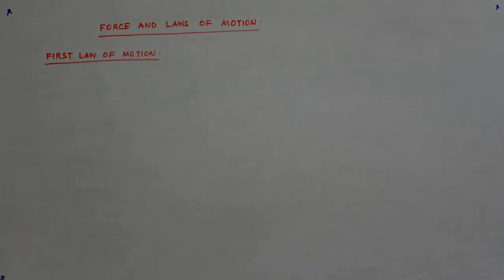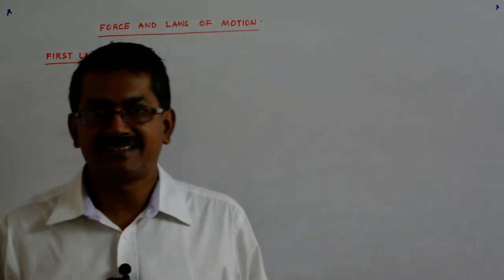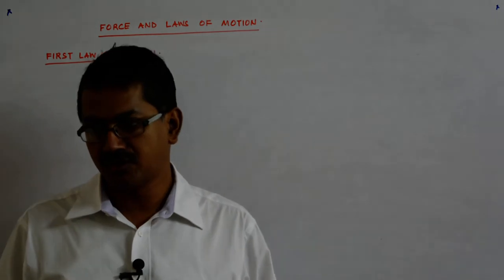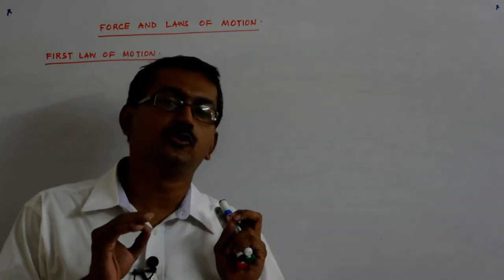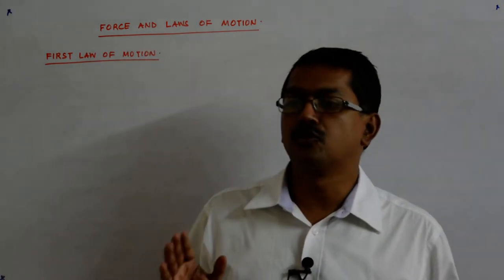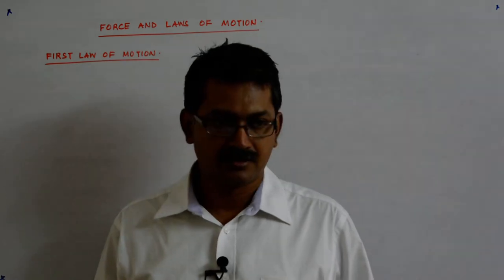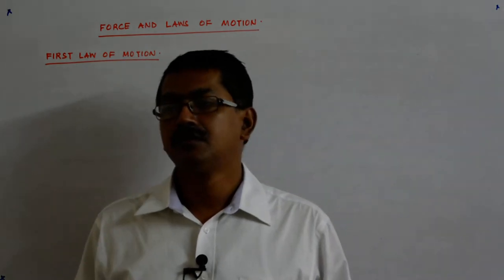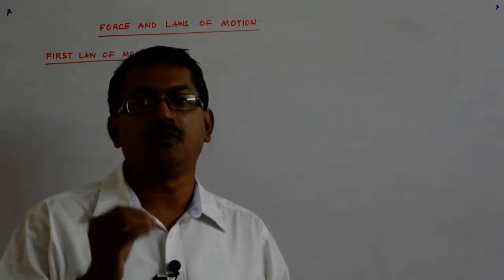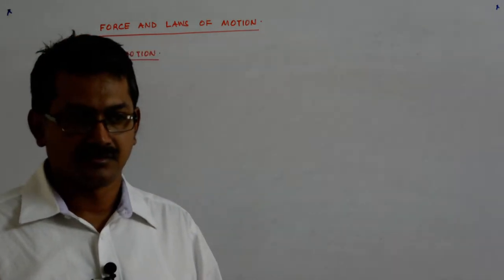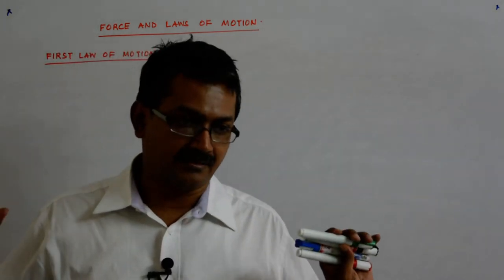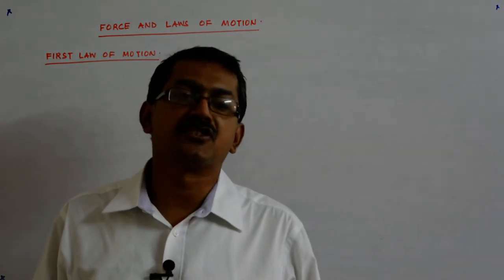So we did the first law of motion, and the statement of that says that a body at rest or in a state of uniform motion continues to do so unless an external unbalanced force acts on it. Correct? That was the statement of the first law of motion. Now, this tendency of an undisturbed object to remain in its state is known as inertia.